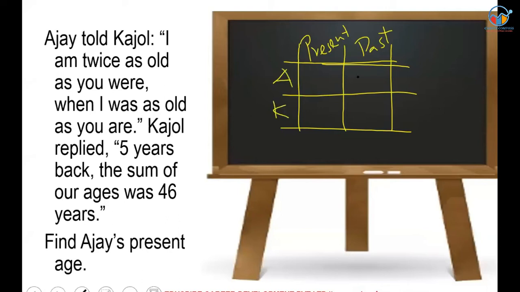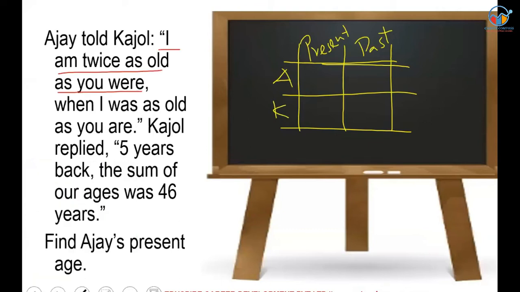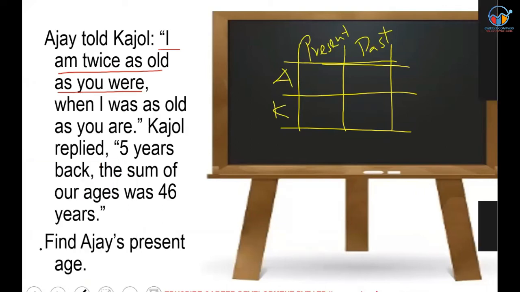So if you understand the first part of Ajay's statement, "I am twice as old as you were," it means Ajay's present age is twice that of Kajol's past age. So assuming that Kajol's past age is x, I can say Ajay's present age is 2x. Right? So Akash, Homodeep and Onik have given answers. Just hold on for a couple of minutes. This is coming clear from the first part of Ajay's statement.